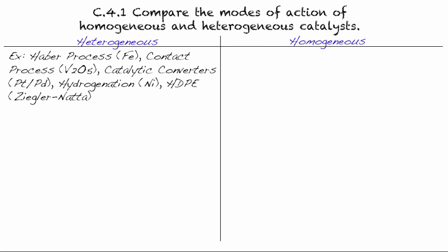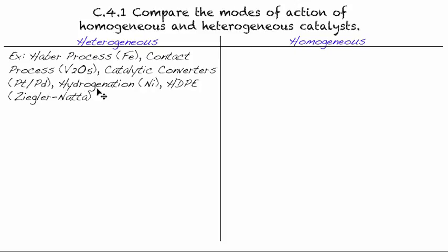We're going to be able to draw a lot of connections because catalysts show up in the core and the environmental option a lot. The Haber process, we already know, uses an iron catalyst. That's the one that produces ammonia from atmospheric nitrogen. The contact process is the one that produces SO3 for sulfuric acid. And catalytic converters are the ones that help reduce emissions from our cars.